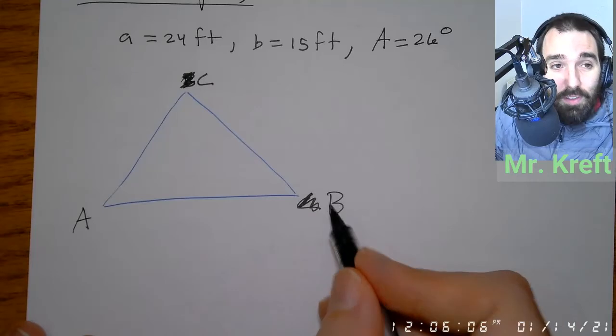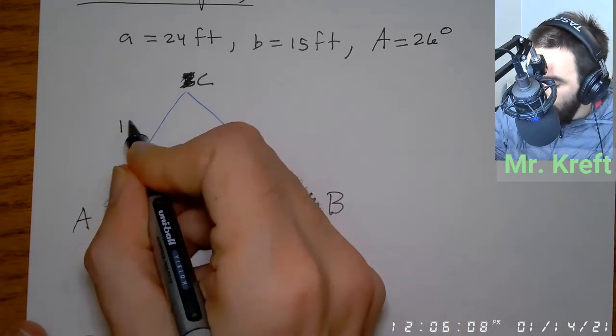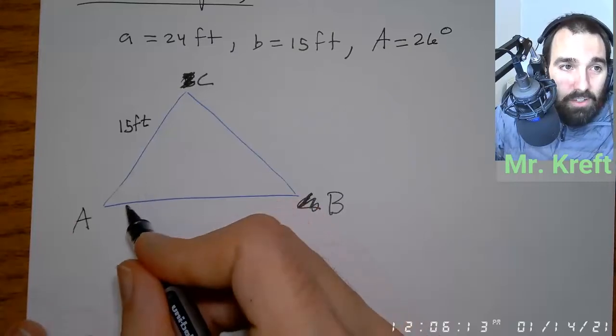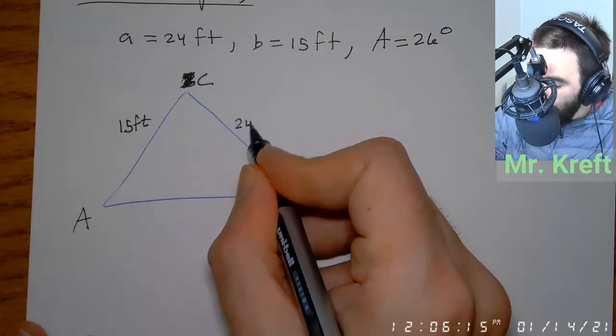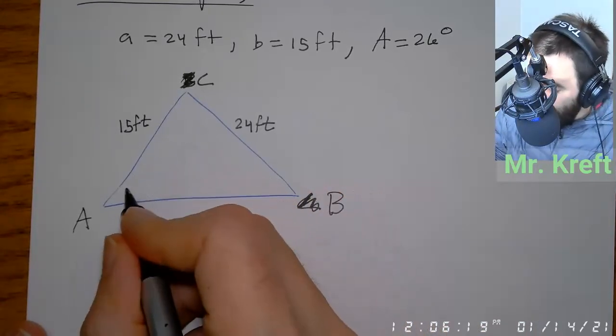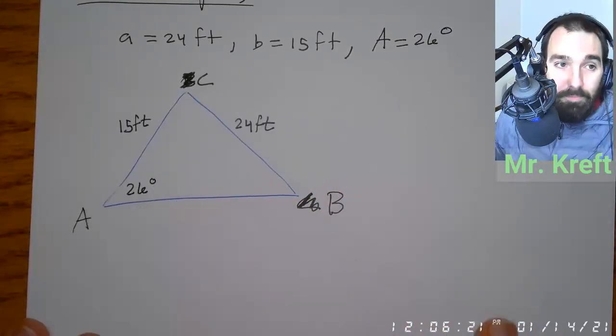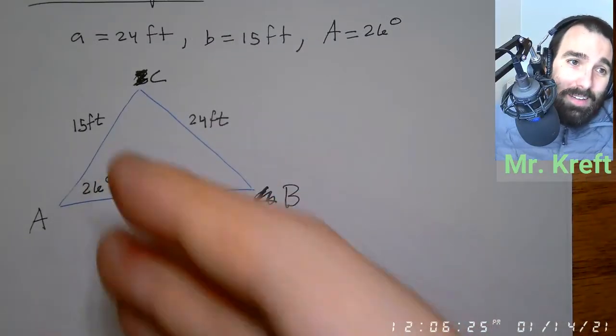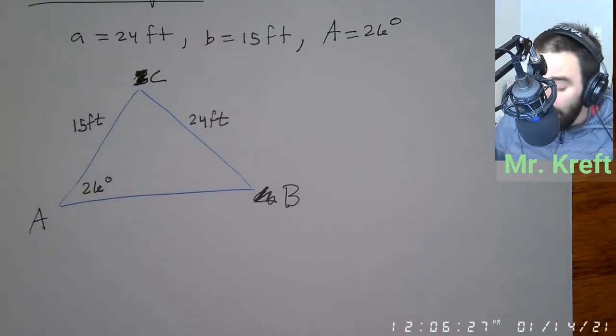Okay, now we're going to label things. So if this is angle B, this is going to be 15 feet. If this is angle A, that means this is going to be 24 feet. And angle A is 26 degrees. Okay? And then all of a sudden, we went to a problem that had no picture, and now it has a picture. And now we're going to solve it.